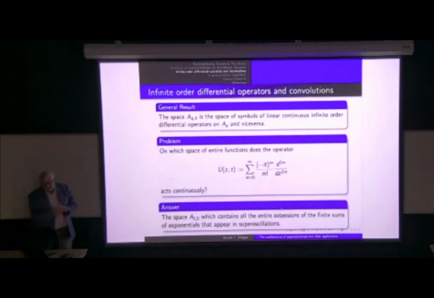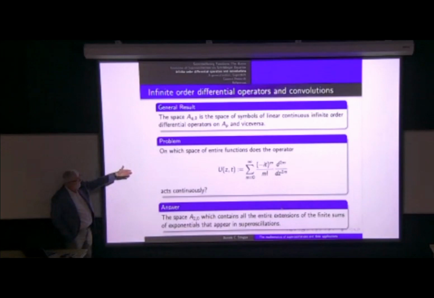So I think I said the general result already, that the space AQ0 is a space of symbols of linear continuous infinitary differential operators. I should have said convolution operators on AP and vice versa. We have a very good description. We know kind of everything, not only what these operators look like, but also the conditions on the coefficients of the series, the Taylor series.